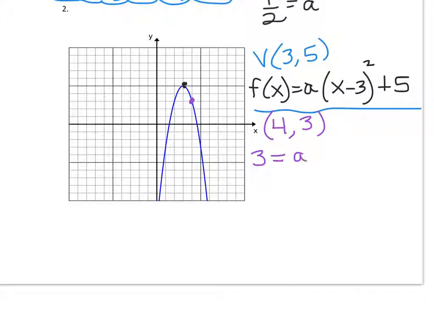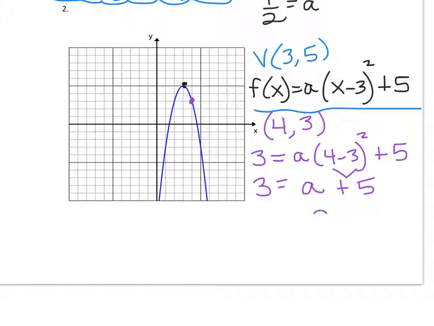Still don't know what a is. 3 equals a times 4 minus 3 quantity squared plus 5. So now we're going to solve this for a. First of all, I'll fix up this parentheses and square first. 4 minus 3 is 1, and 1 squared is 1. So actually all I have there is a plus 5. Okay, so a is negative 2.